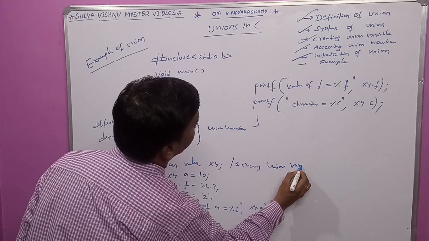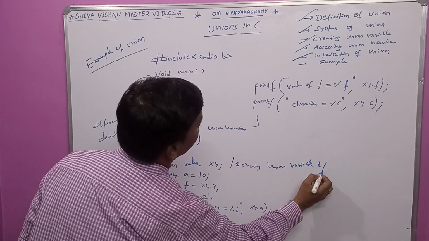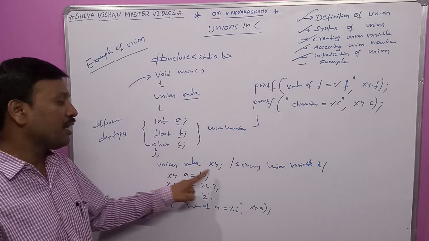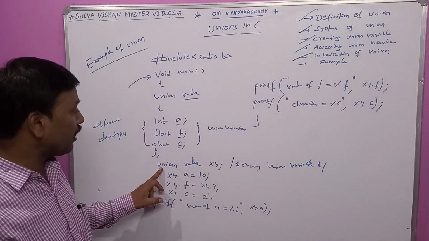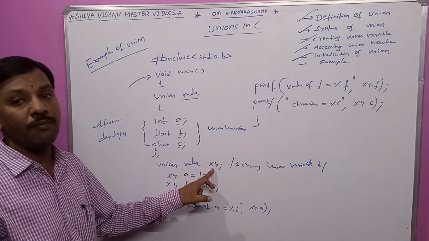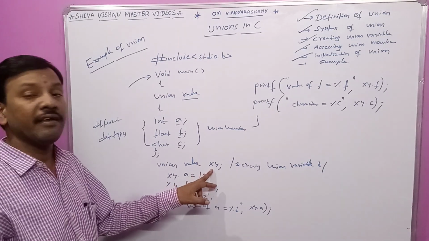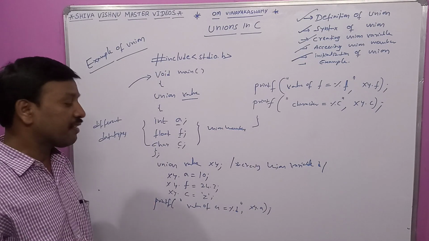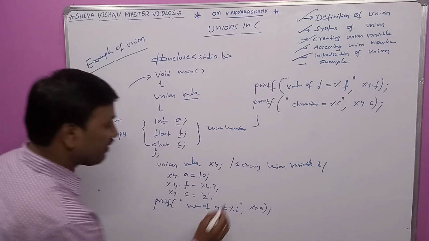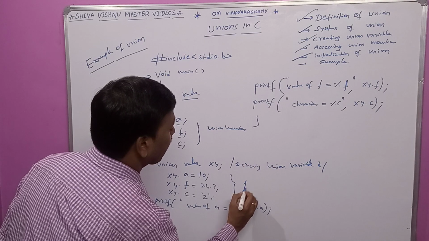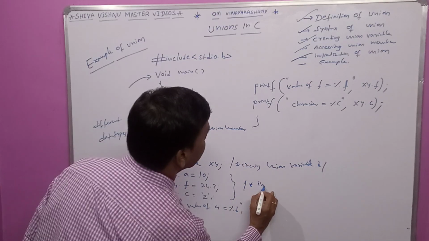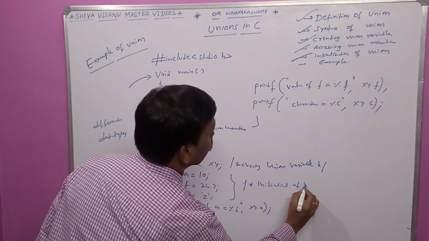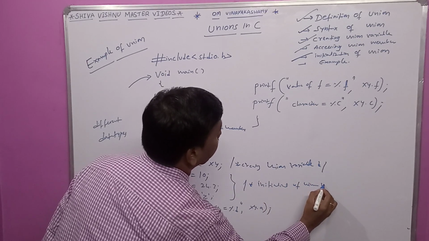Creating a union variable. Based on the syntax, union name, variable, semicolon. Union name is value, variable xy semicolon. I take xy as one of the variables. Now you can see the initialization. Here you can see this is the initialization of union members.